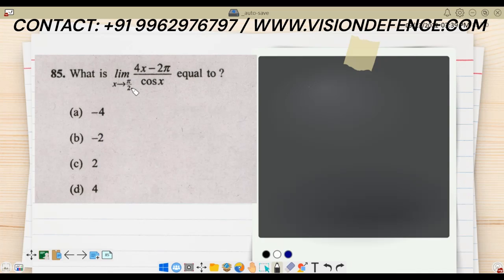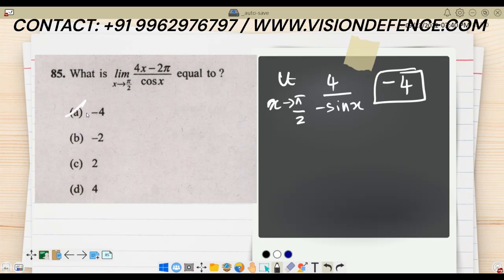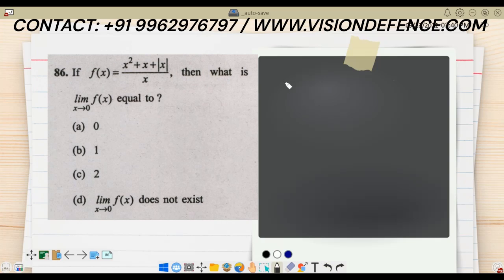Now what is limit x tends to pi by 2? So even at first sight you can say that this is 0 by 0 form. The cos pi by 2 is 0, and 4 into pi by 2 is 2 pi, minus 2 pi is going to be 0. So applying L'Hospital's rule, limit x tends to pi by 2, it would be 4 divided by minus sin x. This is of course minus 4. So for 85, minus 4 is the answer. Right. So 86th question, we are going to move on to the next question.